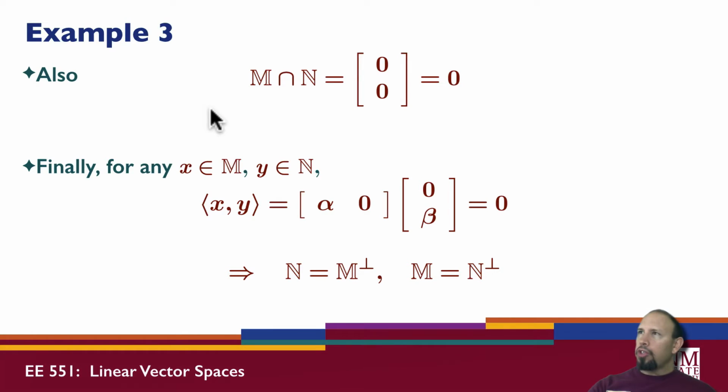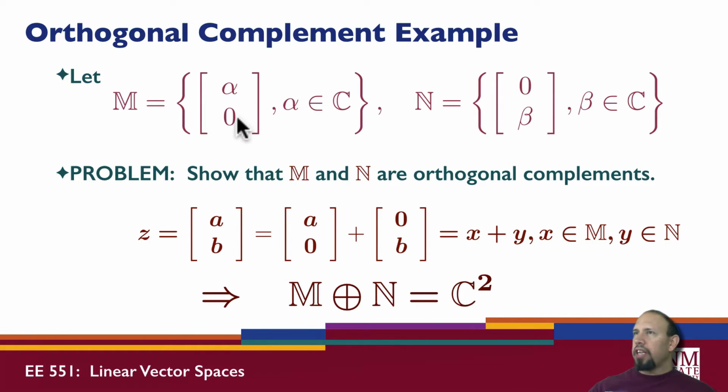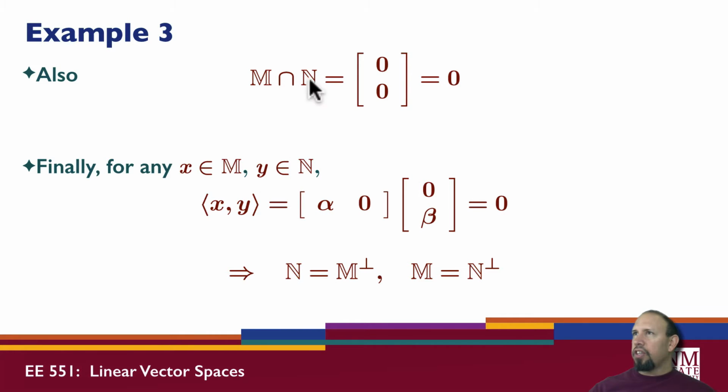We can also show that the intersection of these two spaces is when beta is 0 and alpha is 0. So this vector is the intersection. That's the only way you can get an intersection, if both those elements are 0. Finally, if X is in M and Y is in N, their inner product, when you multiply this times this, you get 0. Notice this is any vector in M, because I'm letting alpha be whatever, and here I'm letting beta be whatever. And so I'm taking the inner product and I'm getting 0. That shows that M is the orthogonal complement of N.